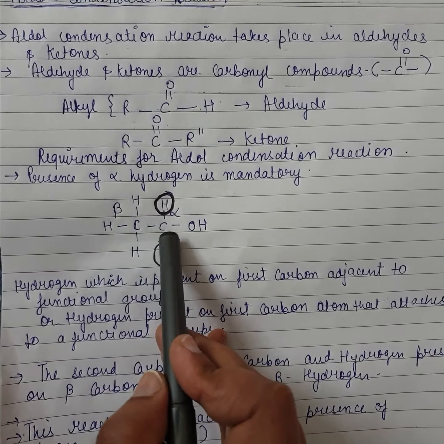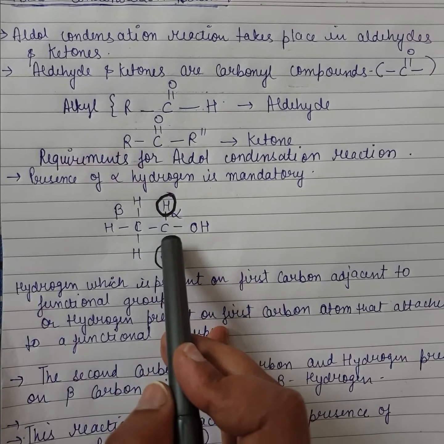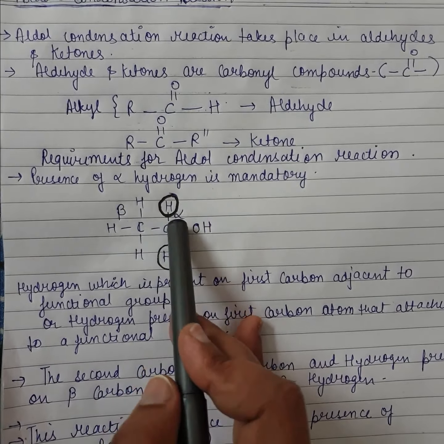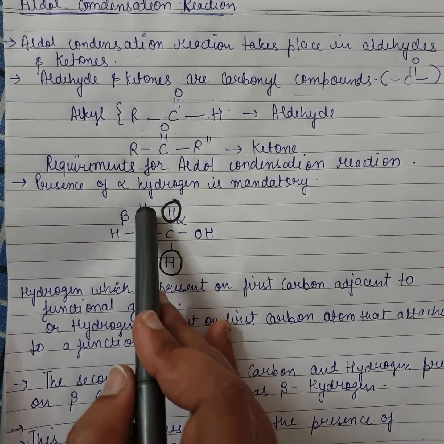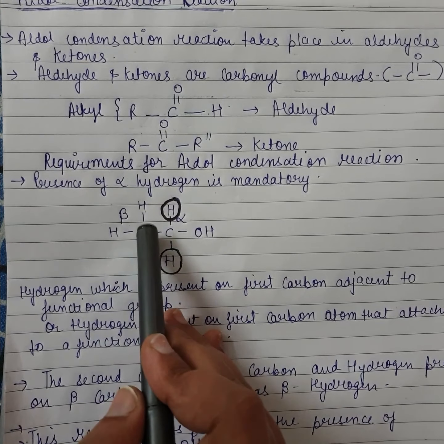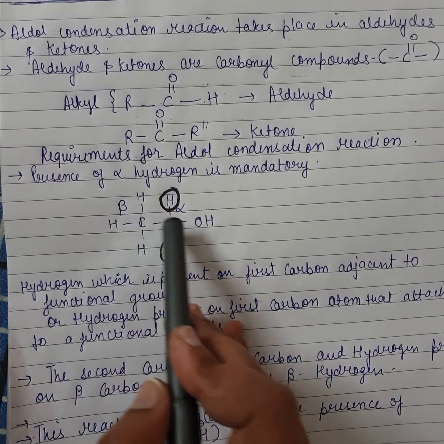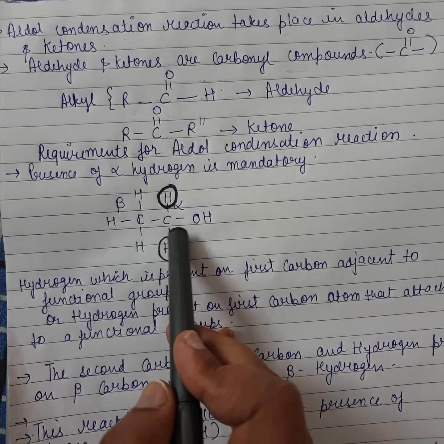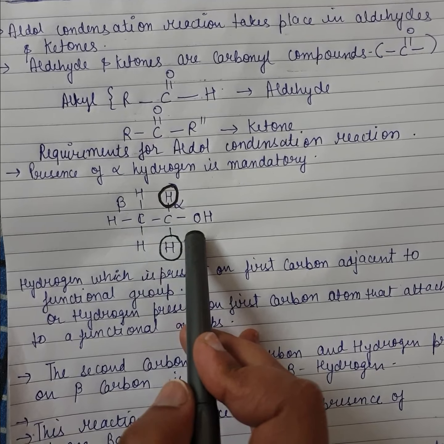So here you can see the first carbon is called as alpha carbon, and the hydrogens which are directly bonded to this carbon are called as alpha hydrogen. Adjacent to that carbon, next carbon, it is beta carbon, and the hydrogens which are attached to this carbon become beta hydrogen. So both these alpha and beta are the positions indicating the carbon present in the structure.